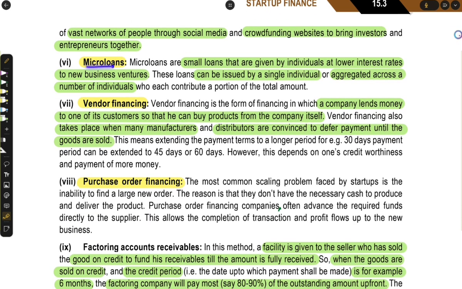Next is microloans. Microloans are small loans given by individuals at lower interest rates to new business ventures. These loans can be issued by a single individual or aggregated across a number of individuals, who each contribute a portion of the total amount.